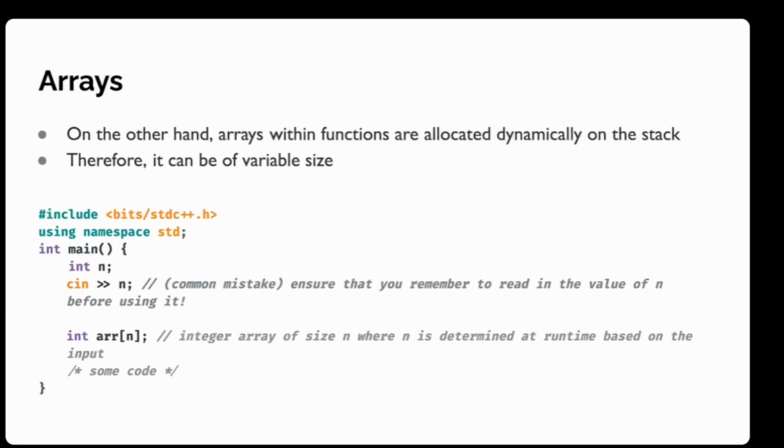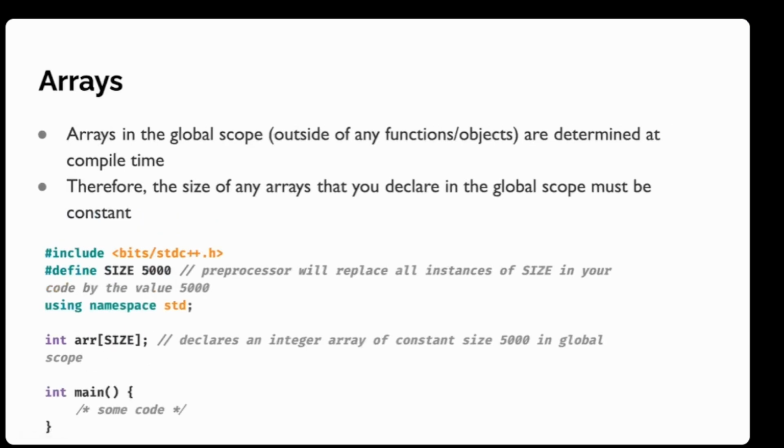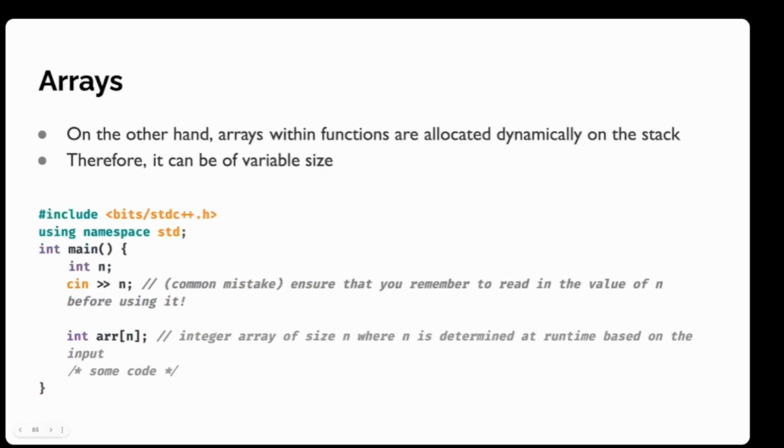On the other hand, arrays within functions are allocated dynamically, so they can be of variable size. Basically what it means is that over here, since we define the size to be 5,000, it's a constant, and therefore you can declare it like this. But you can't put int n and then declare array n outside the main function. It won't work. You have to do it inside here.